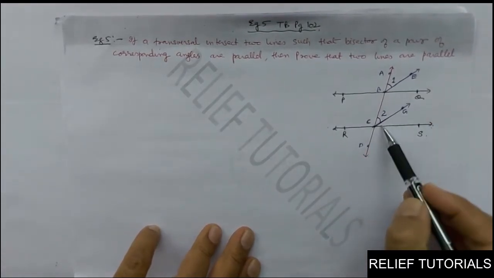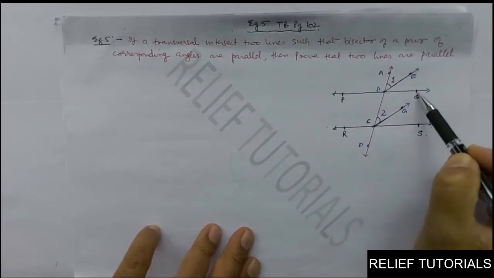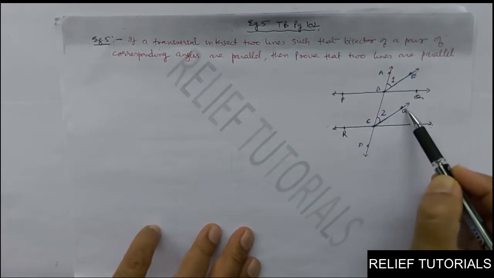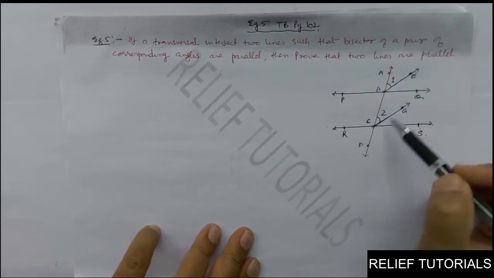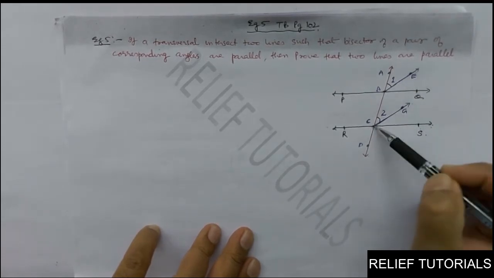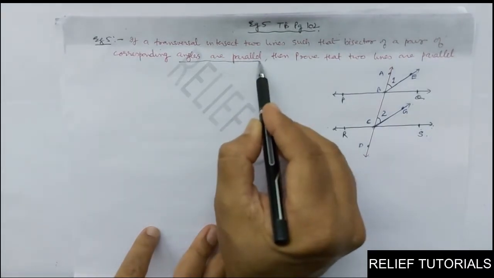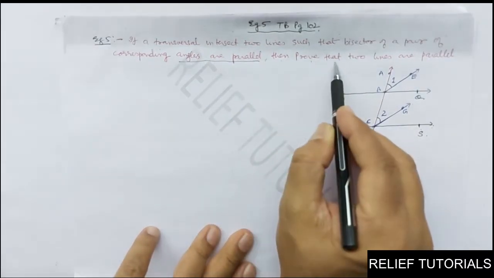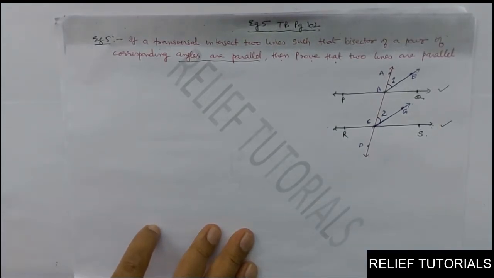So these two are corresponding angles and this BE is the bisector of corresponding angle ABQ and this CG is the bisector of corresponding angle BCS. Okay. So the bisectors of these two corresponding angles, that is BE and CG, are parallel. They are parallel is given. Then you have to prove that these two given lines are parallel to each other. Have you got the question?